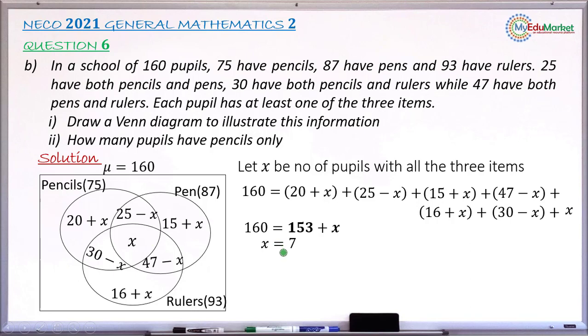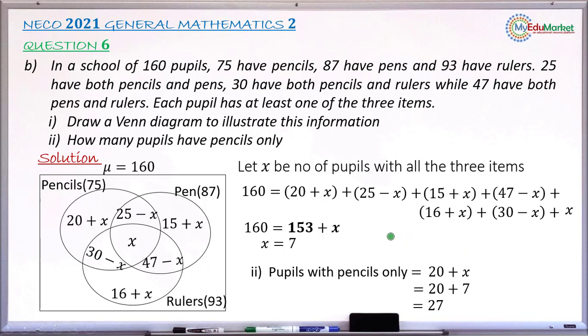So I can now answer Roman 2 that asks us to find the number of pupils that have pencils only, which we now said is this expression 20 plus X. So it equals 20 plus X. So now replace the X by 7, which we have here. So you now have 20 plus 7. That gives answer 27. So it is 27 among these 160 pupils that have pencils only. And this answered this very question.